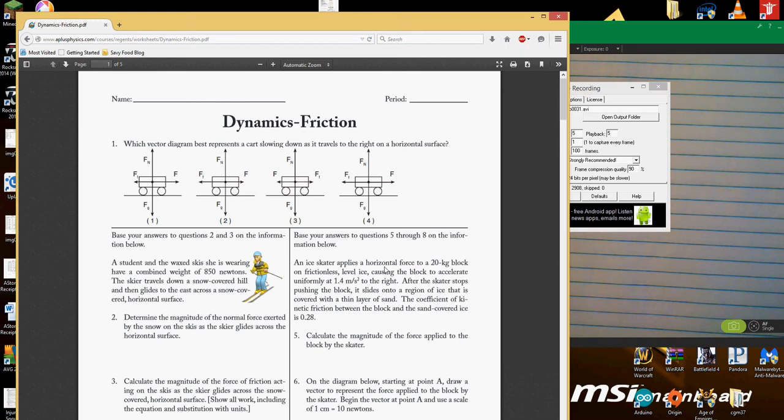Alright, friction. We're going to start with question number 1. Which vector diagram best represents a car slowing down as it travels to the right on a horizontal surface? The answer that you should have chosen is number 1.